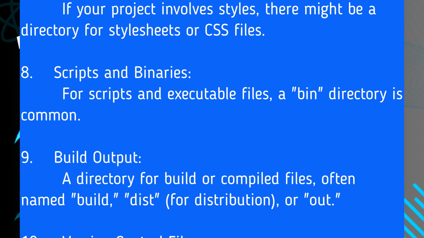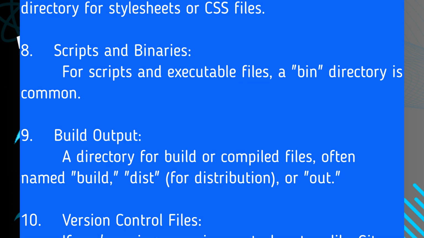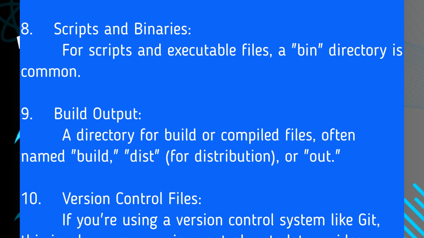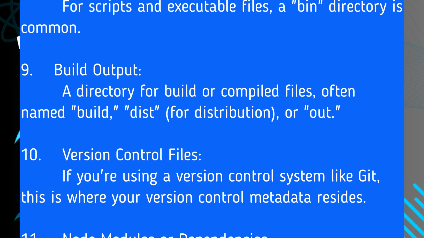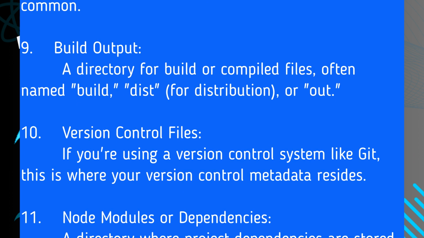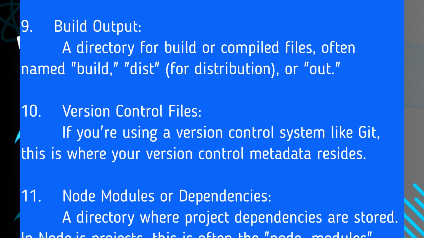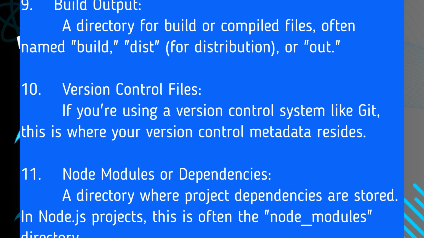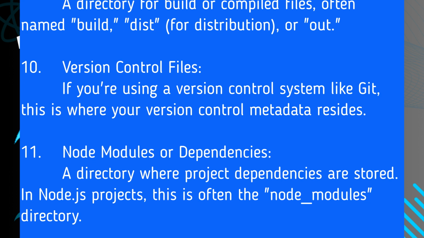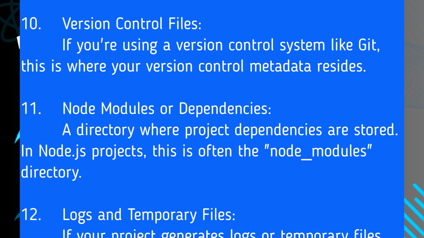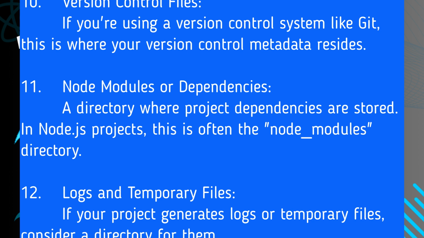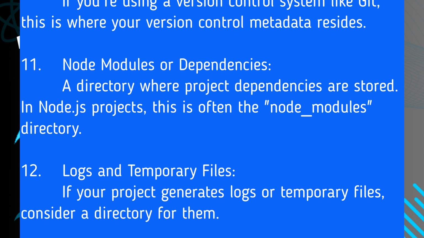10. Version control files. If you're using a version control system like Git, this is where your version control metadata resides. 11. Node modules or dependencies. A directory where project dependencies are stored. In Node.js projects, this is often the node_modules directory. 12. Logs and temporary files. If your project generates logs or temporary files, consider a directory for them.